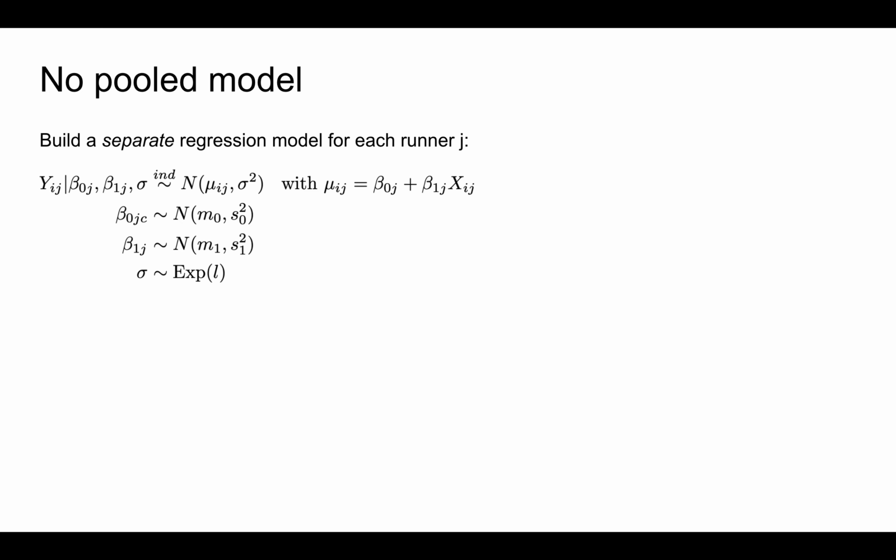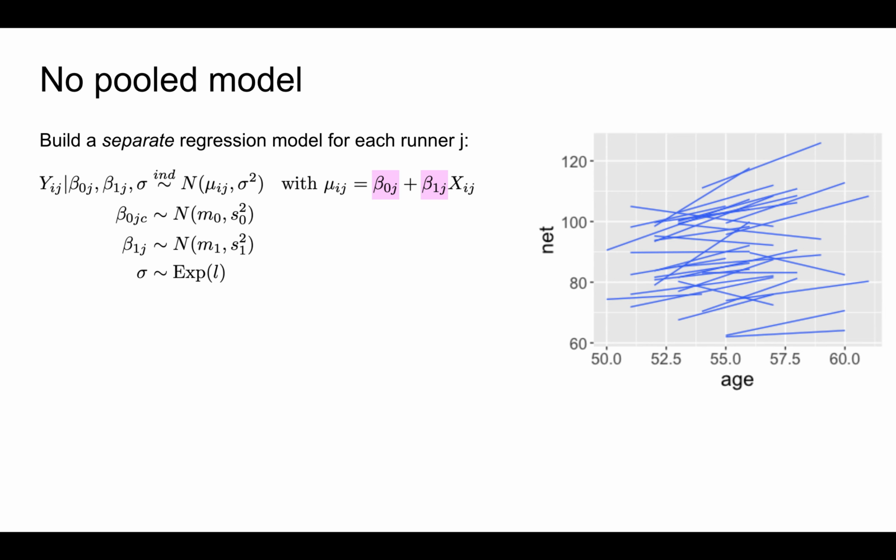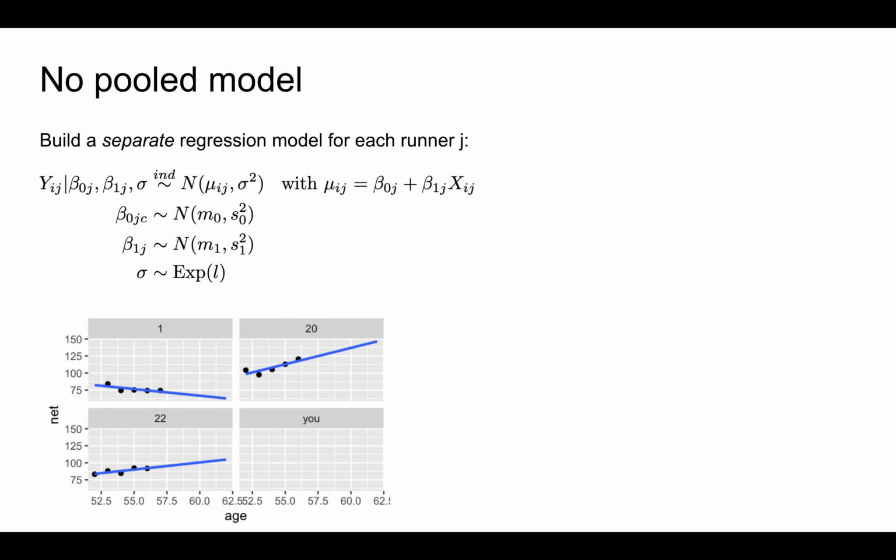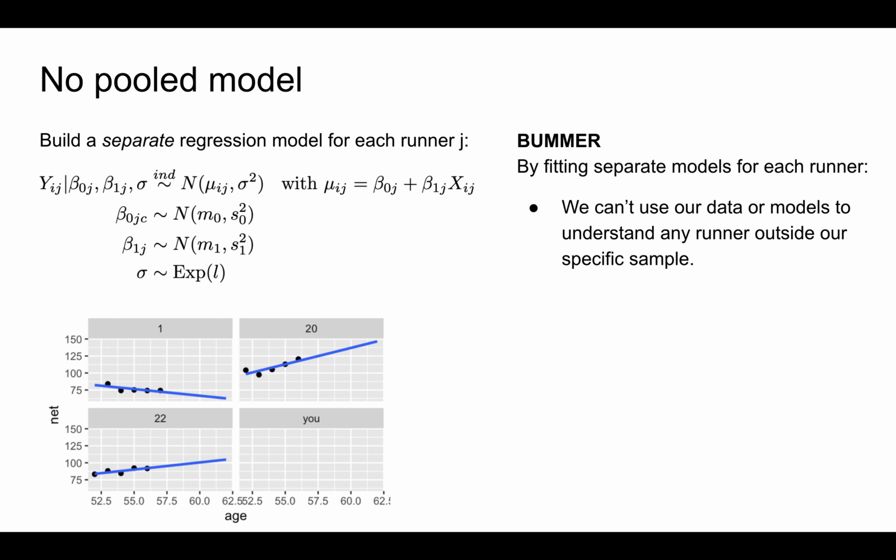Consider the opposite extreme. Suppose we take a no-pooled approach, building a separate regression model for each runner j. Thus, in comparison to the complete pooled model, the no-pooled model allows each runner j to have a unique intercept and slope, beta 0j and beta 1j. Now, this might seem like a good idea at first glance, but it too is a bummer. First, by fitting separate models for each runner, we can't use our data or models to understand any runner outside of our specific sample. For example, we couldn't use it to predict your running time at age 55.